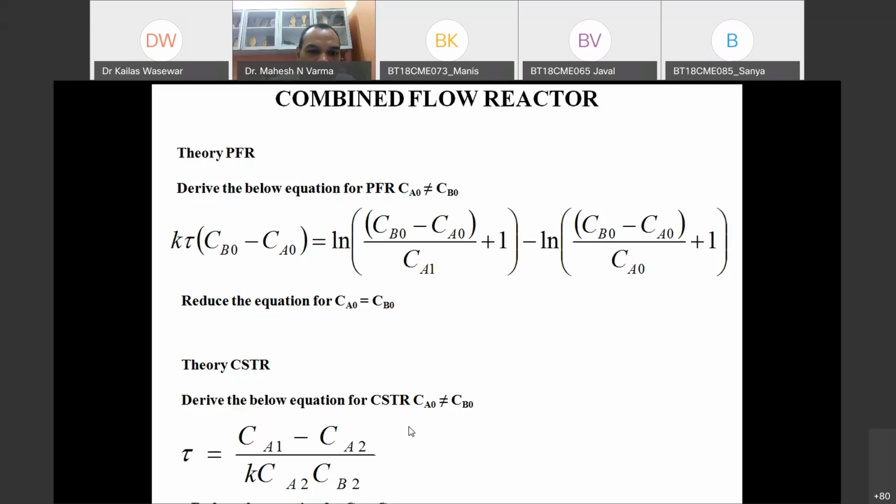Similarly, for CSTR, this is the performance equation for CSTR. So you need to derive this equation and reduce this equation for CA0 equals CB0. Same thing for PFR as well as CSTR.